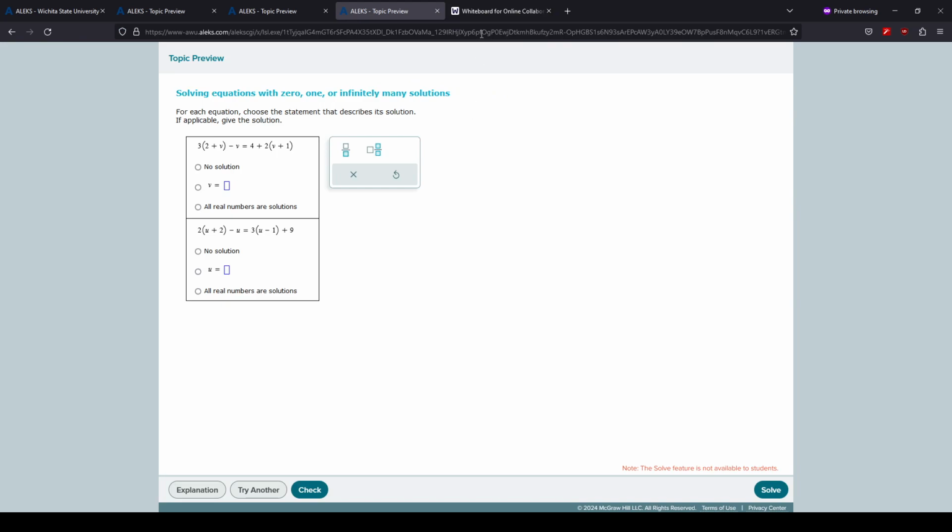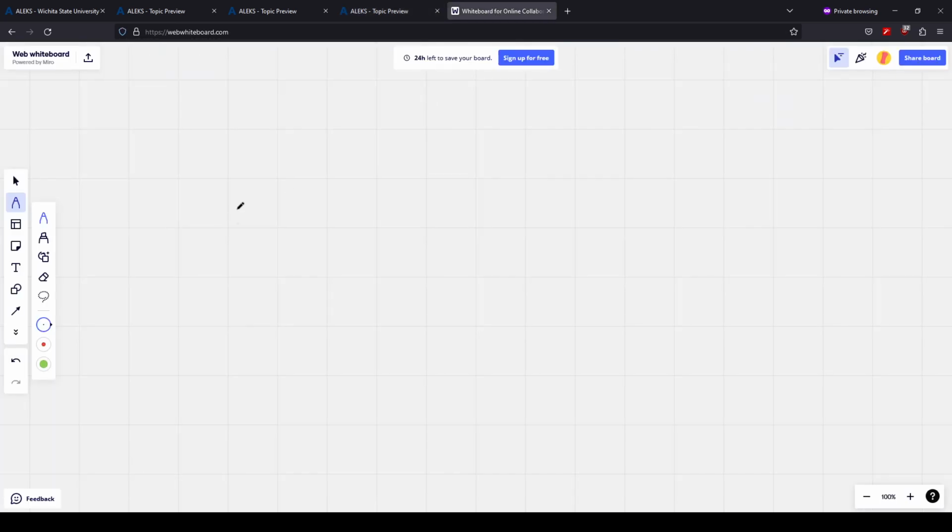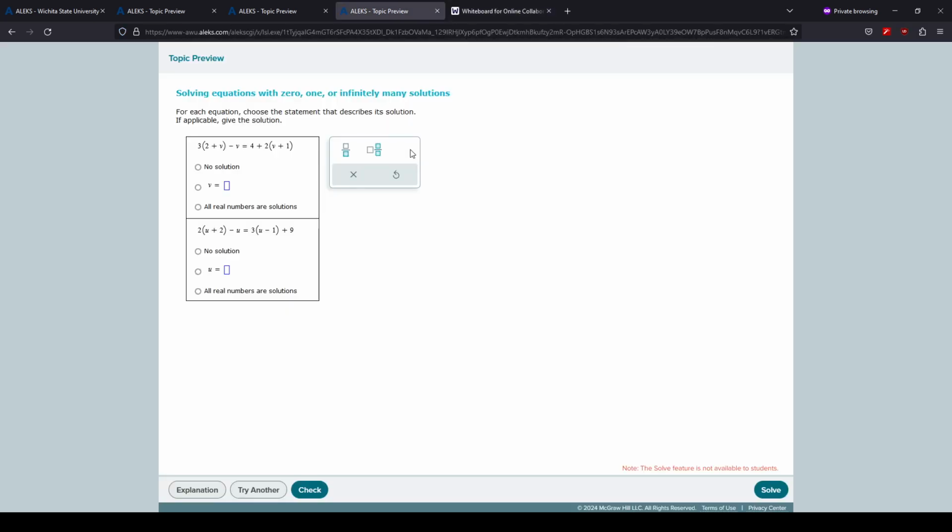So our first one here, we have 3 times in parentheses 2 plus v, minus v. Start with that. 3 times 2 plus v, minus v. Let me make sure that I got that correct. Yep. On the right side of our equation, we have 4 plus 2 times in parentheses v plus 1.